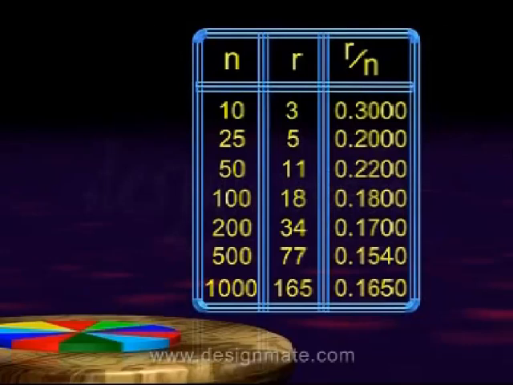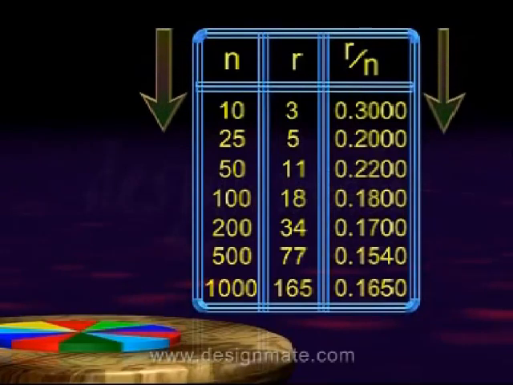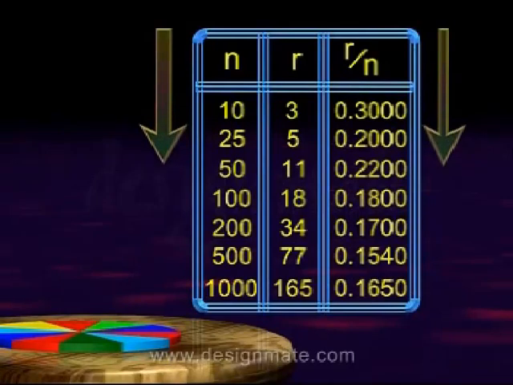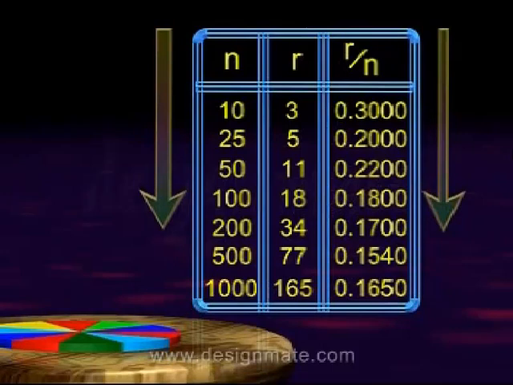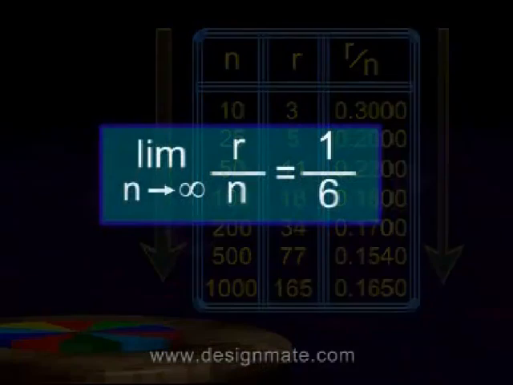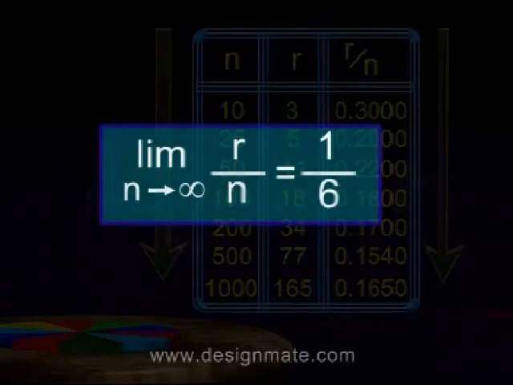It can be seen from the above table that the proportion r/n of getting a face with integer 1 in n tosses tends to approach the value 1/6 as n increases. Thus, the limit as n tends to infinity of r/n is equal to 1/6.